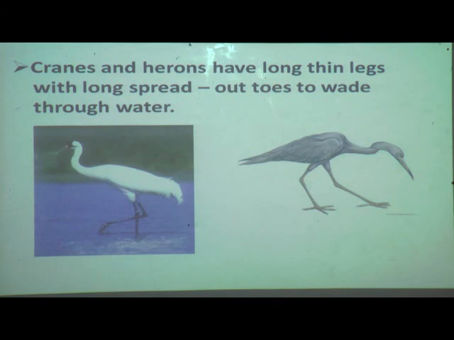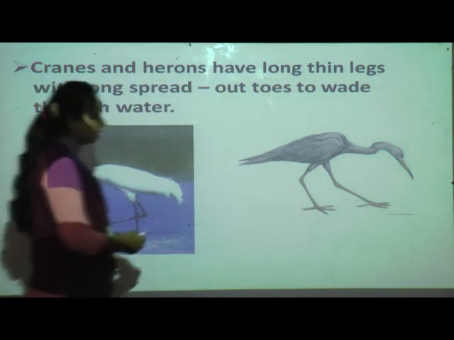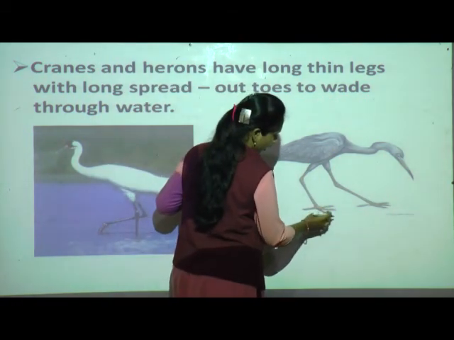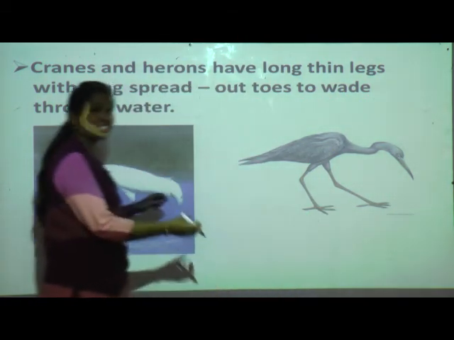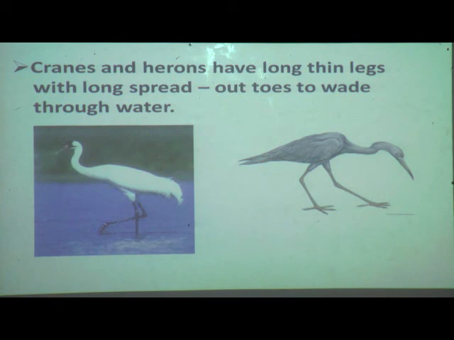Now can you see in the second picture? They do have four toes, but they are spread out. See, they have this distance between the toes. And how do they help? These spread toes help them to walk in water easily while catching the birds.